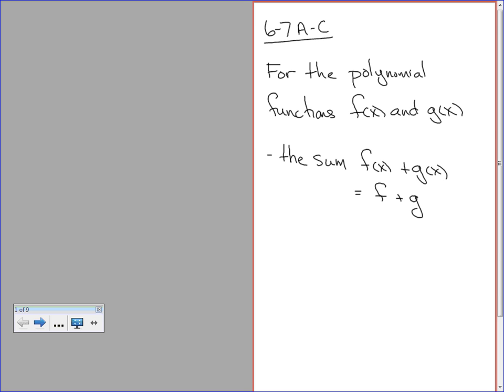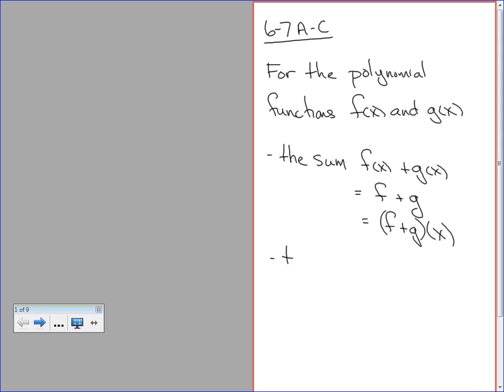Okay, and the next one is the most confusing to people. It's f plus g of x. But it means the exact same thing as the ones above. Okay, it doesn't mean f plus g times x. I'll get people on the test doing it. Okay, it still means f plus g of x.